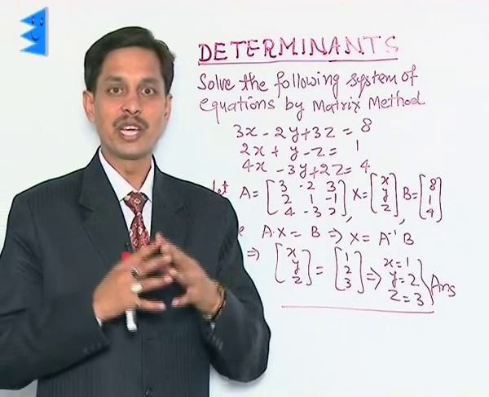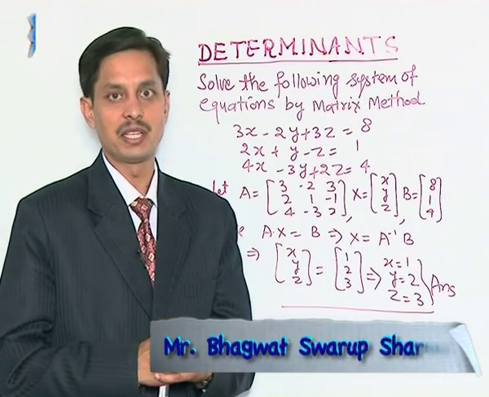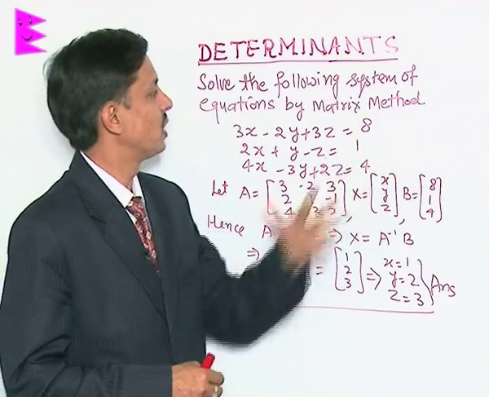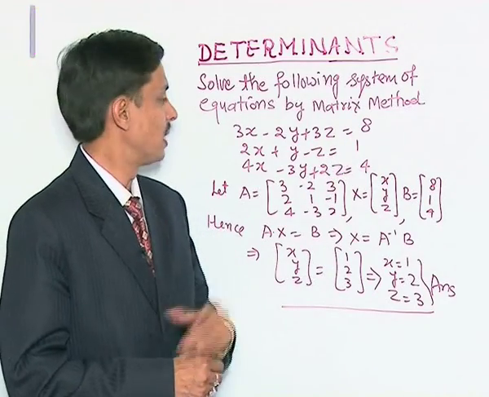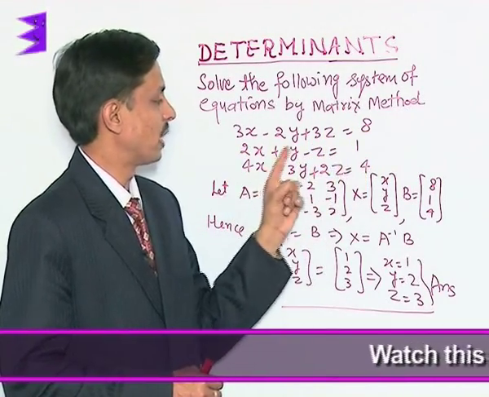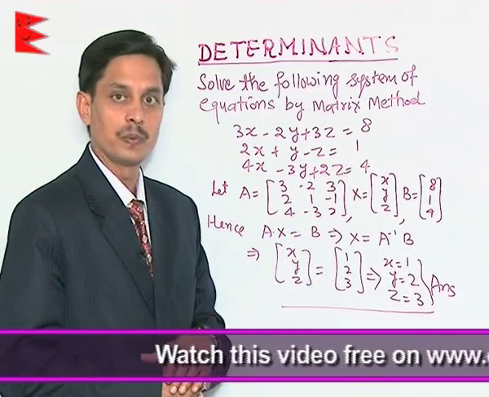Now I would like to explain how to solve a system of equations using the matrix method. Solve the following system of equations by using the matrix method. The system is 3x minus 2y plus 3z equals 8, 2x plus y minus z equals 1, 4x minus 3y plus 2z equals 4.